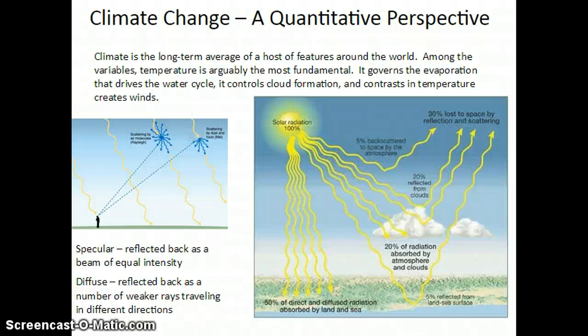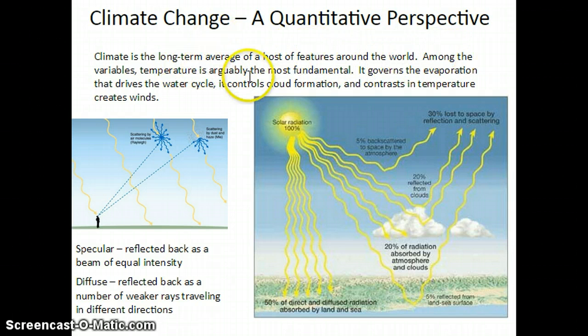So this lecture is going to be on climate change, the extra topic that we've added here. And I think what many of you need to begin thinking about is what climate is and what climate is not. So as we talk about climate change, we're going to look at it with numbers, and we're going to call this kind of a quantitative perspective: that climate is the long-term average of a host of features around the world.